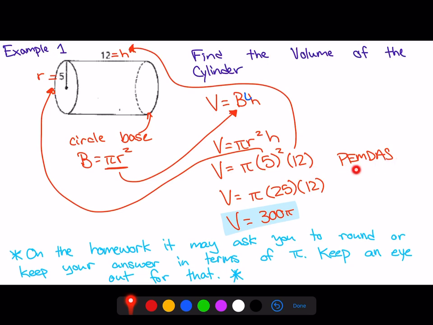So then we just follow PEMDAS. So I must start with my exponents first. 5 squared gives me 25. 25 times 12 gives me 300, and then I just keep the pi attached to it. So 300 pi is our answer.